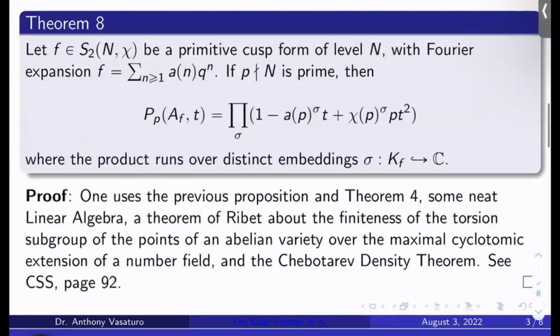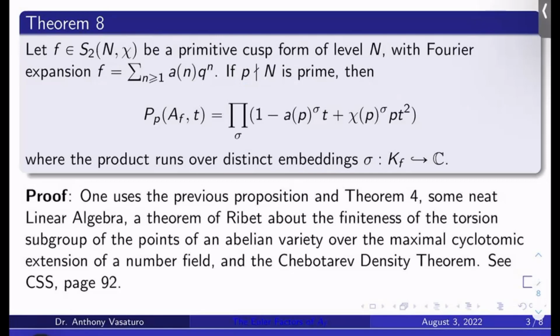So theorem 8, let F be in S_2(N, chi). Let it be a primitive cusp form of level N with Fourier expansion F equals the sum over n at least 1 of a_n q^n. If p doesn't divide N, then we know A_F has good reduction at p.